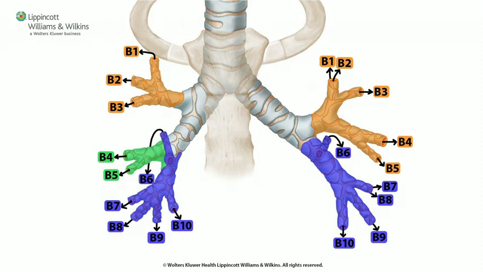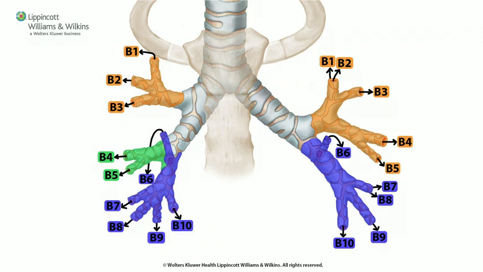Now, each segment is separated from the others by a layer of connective tissue. This is important because it means that each bronchopulmonary segment is a discrete anatomical and functional unit. And this separation means that a bronchopulmonary segment can be surgically removed without affecting the function of the other segments.